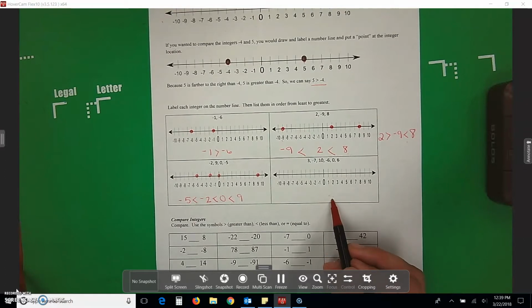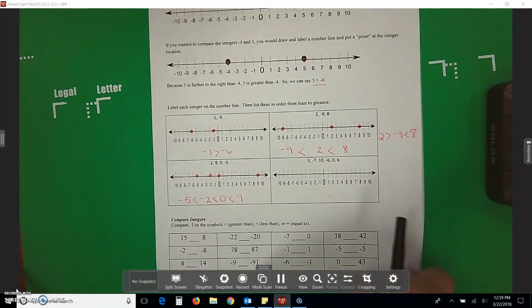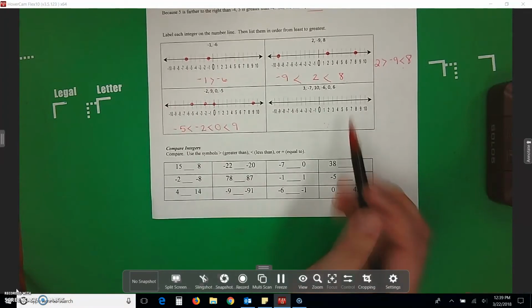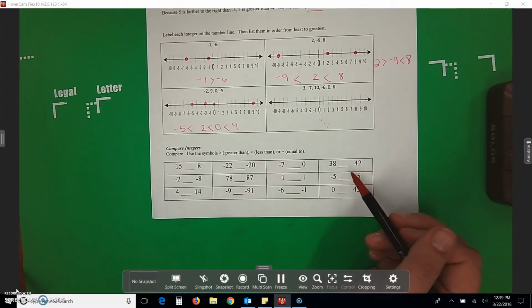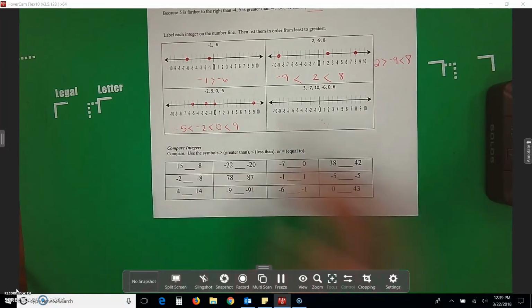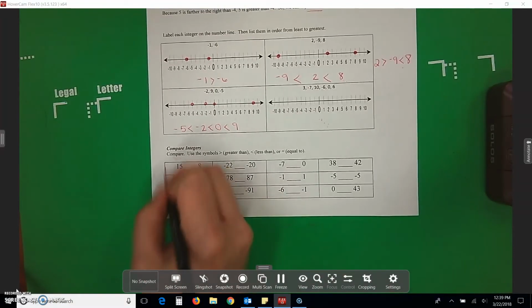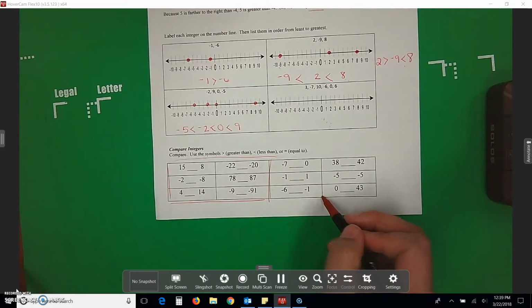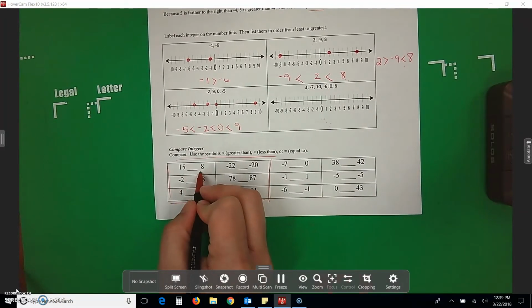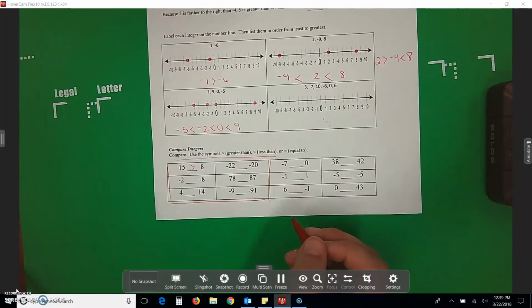I want you to try this one on your own. I'm going to go down here, so go ahead and pause. Come back when you finish this one. Now we're just doing greater than, less than, or equal to. Feel free to look at these number lines if you need to. I'm going to do these ones. You have to do those ones on your own. So 15 is what to 8? Well, 15 is greater than 8.